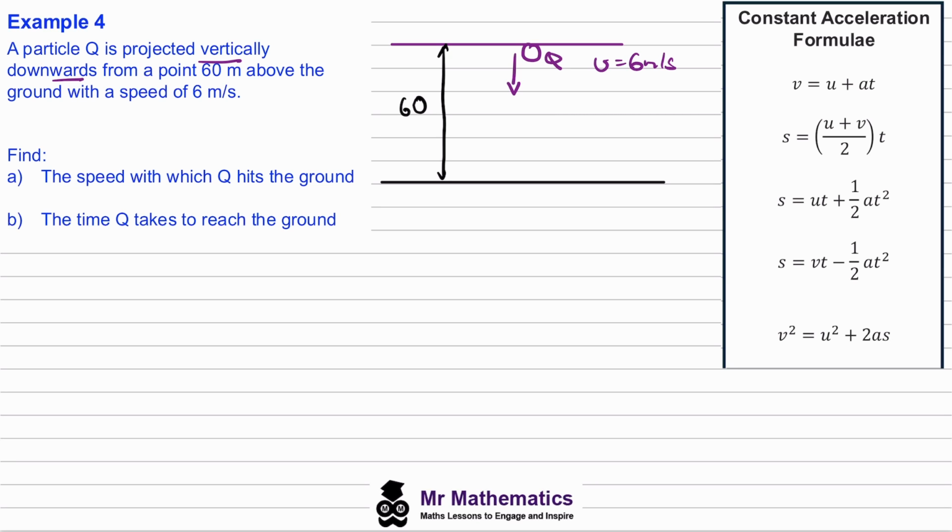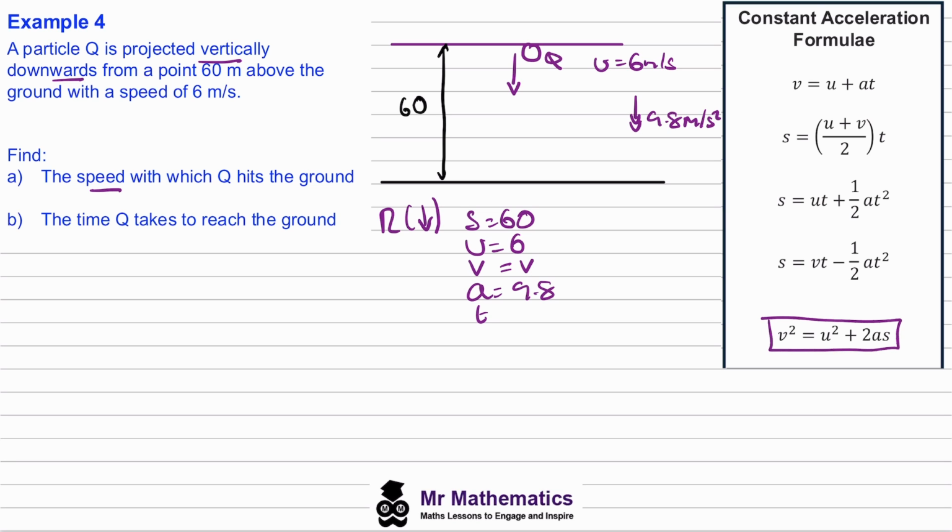So it's much easier in this instance to resolve vertically downwards. We also know the gravity is acting with that motion. So the displacement will be the 60. The initial velocity is 6. We haven't been given the final velocity. a is 9.8. And we don't know t. We want to work out the speed with which it hits the ground. So we want to work out the final velocity. So we're going to use this equation here.